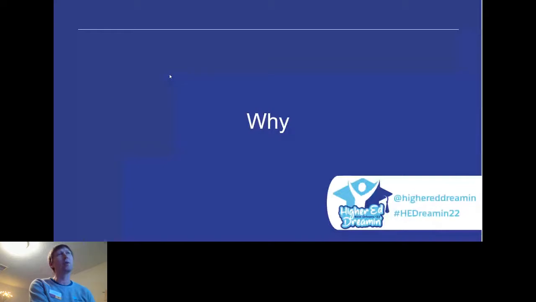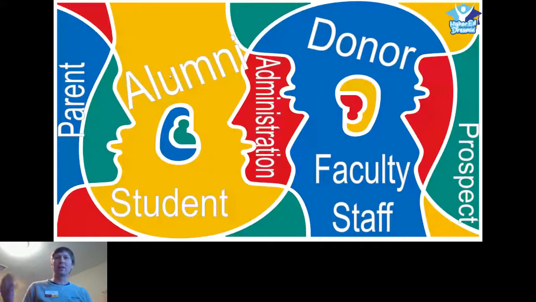So let's start with the why. Why are we talking about images and badges? Again, this is going to be kind of image friendly, but there's some text on this page. When you talk about the people in your Salesforce org or the stakeholders in your Salesforce org, there's probably a lot of different individuals you have, whether it be students or alumni or parents or faculty or staff or donors or prospects. You may have all these or some of these in your org.